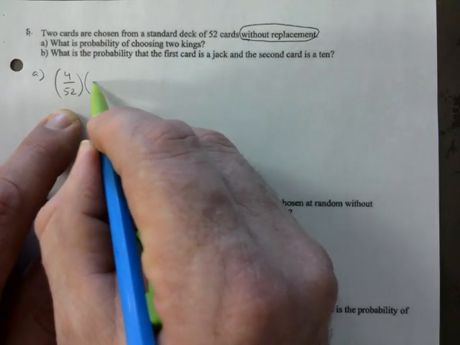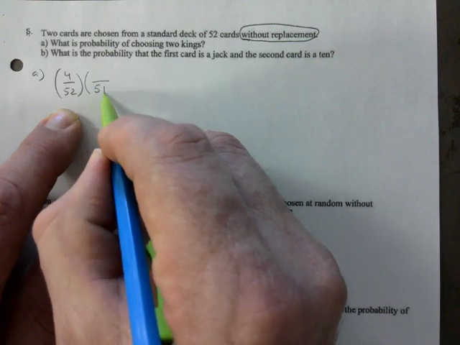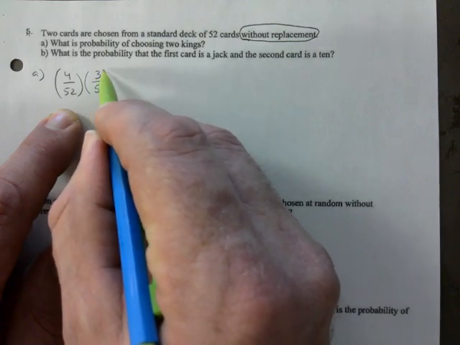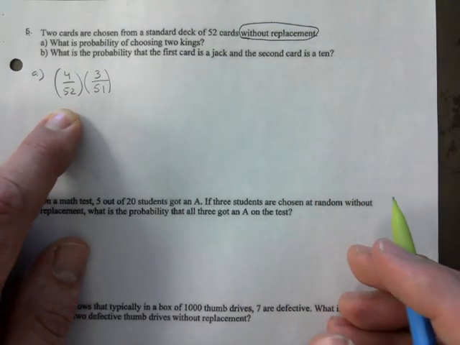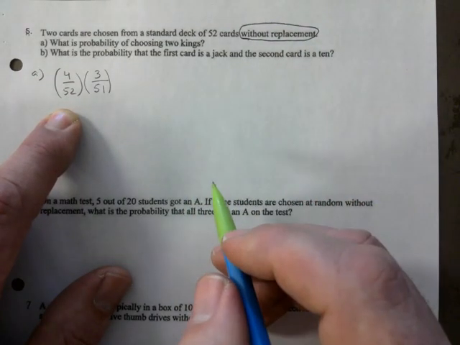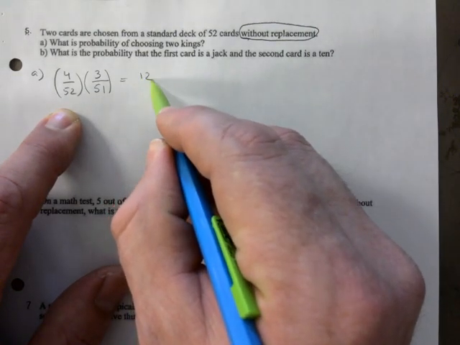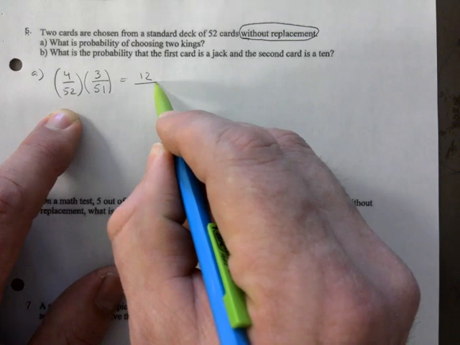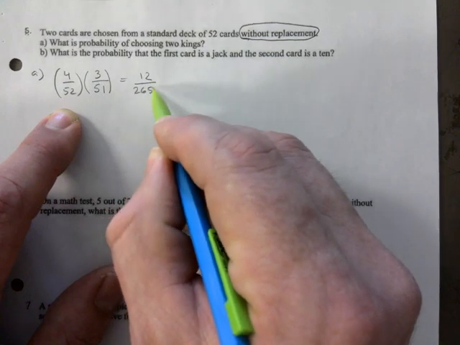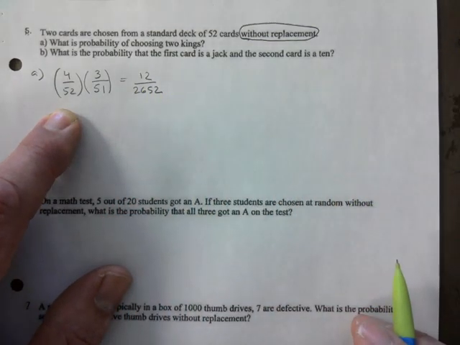And you want another king. So we're down to 51 and also down to 3, right? So that right there would give you the answer that you're looking for. So that would be 12 over, and my key has the simplified version of this. That's 2652. Okay, very small chance of that happening.